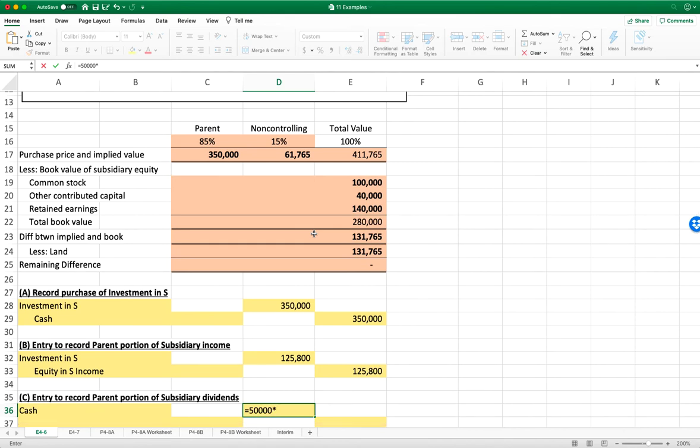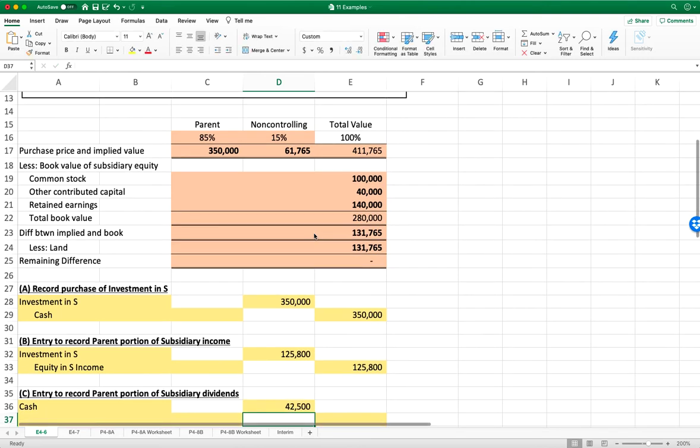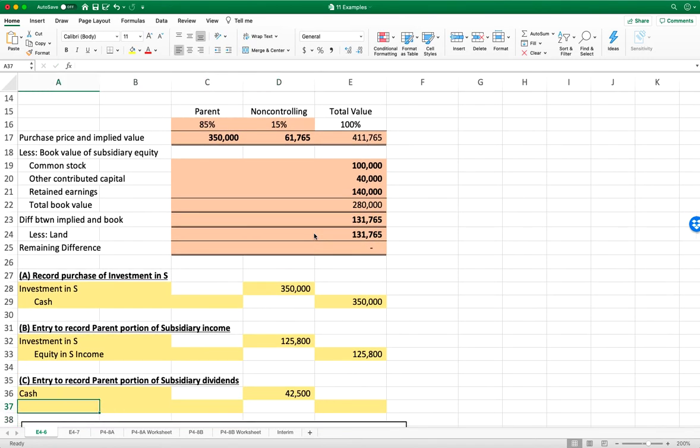Of that $50,000, 85% would have come to us. The remaining 15% would have gone to their non-controlling shareholders. And then again, because this is the equity method, we're going to decrease the value of our investment account. So we're treating our investment account as if it was a retained earnings account. It increases for positive income and decreases when dividends are paid.